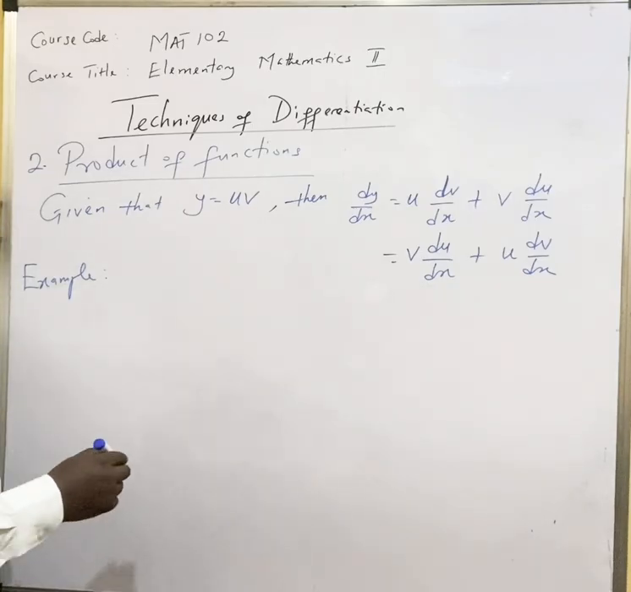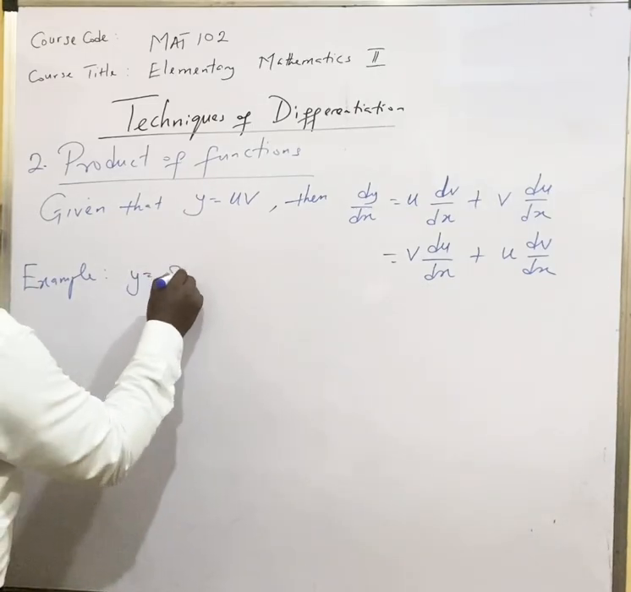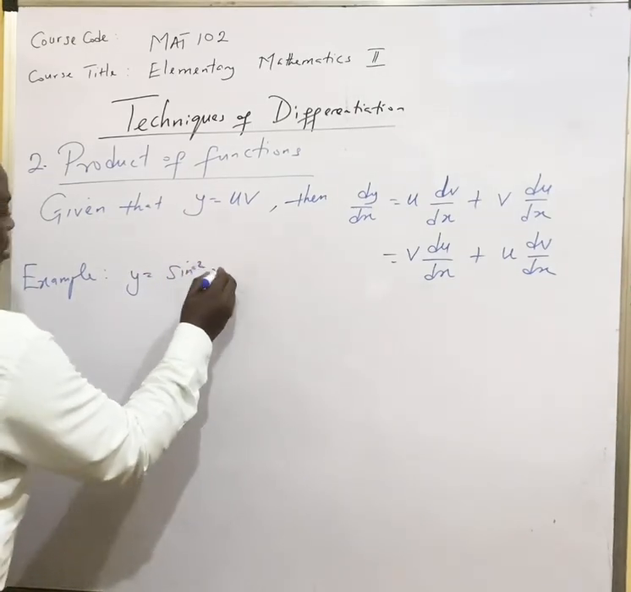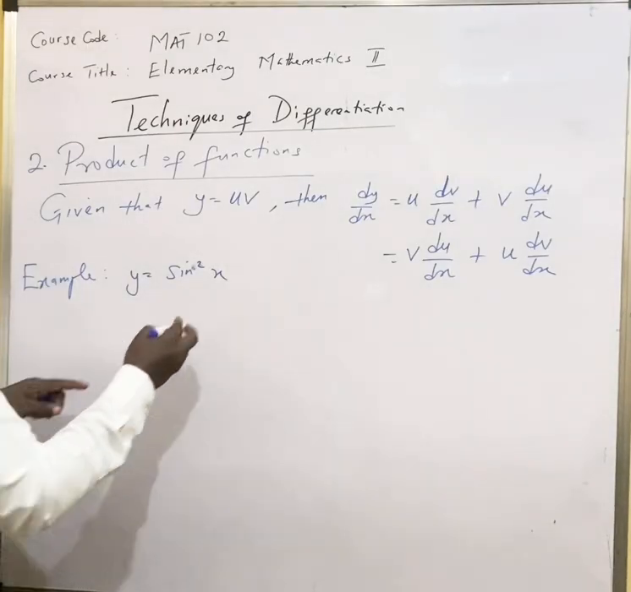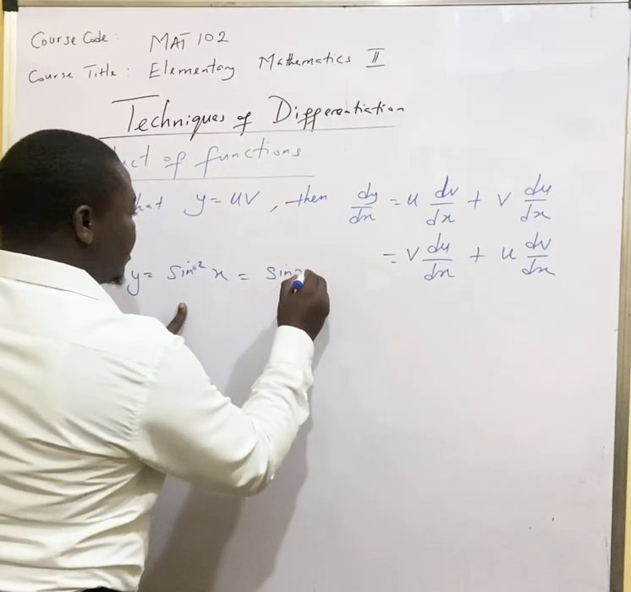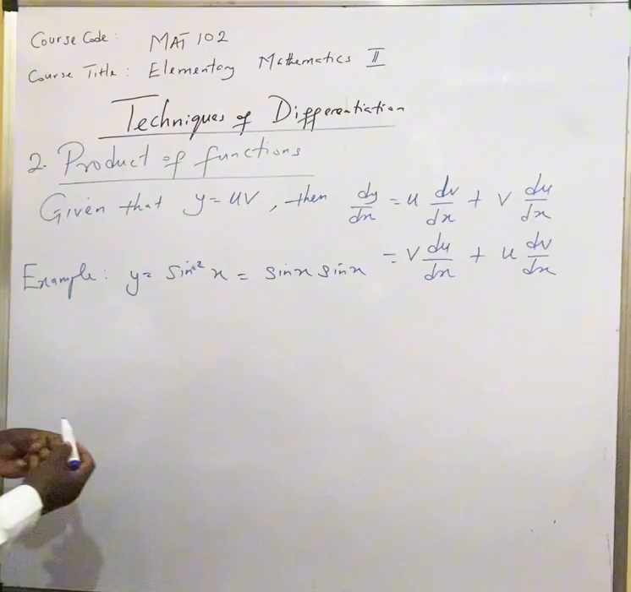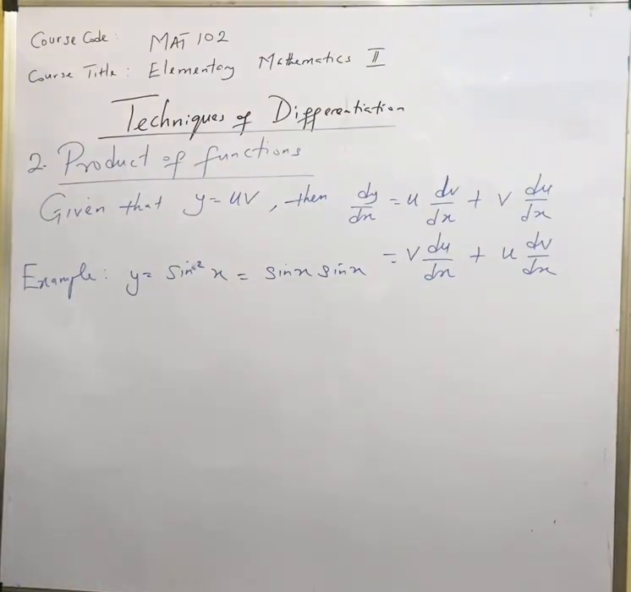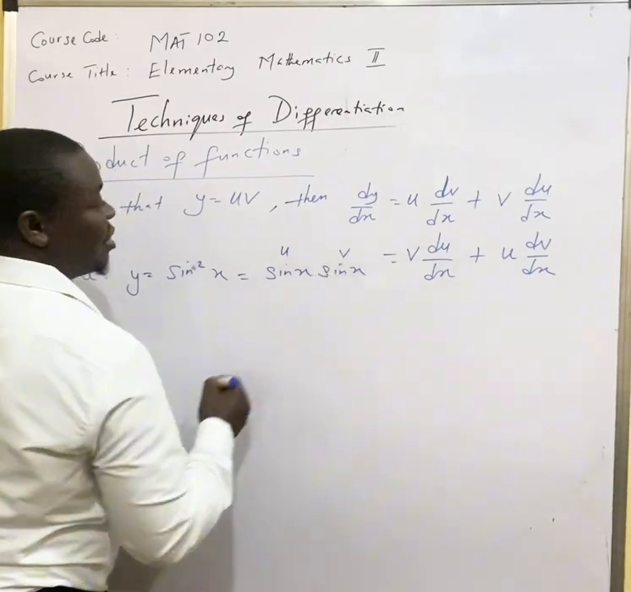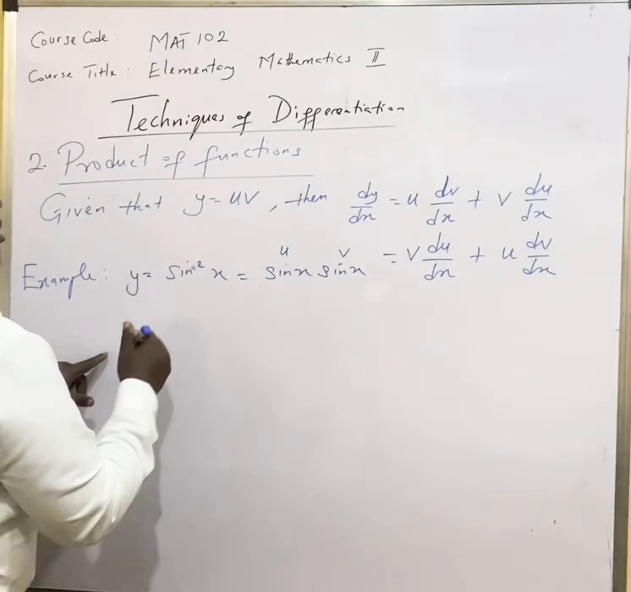We solved an example earlier where we have y equal to sine squared x. Remember that this can be written as sine x times sine x. So here we have a product of two functions, and the same problem can be solved by using the method of product of two functions. We take the first one as u and the second one as v. So we now apply the product rule.